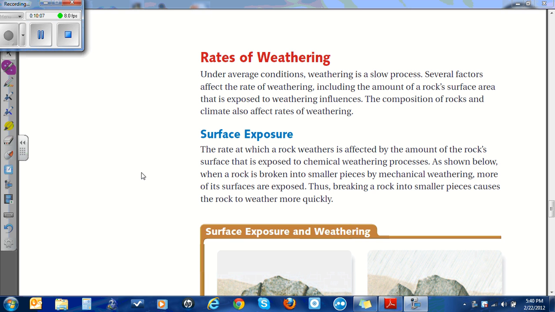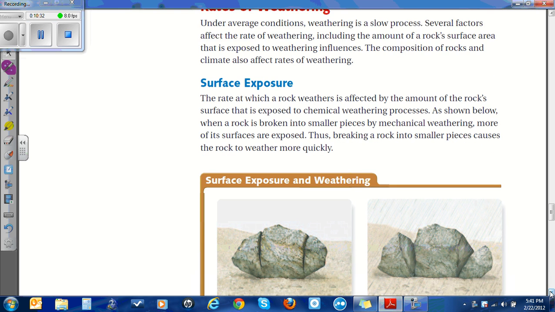Rates of weathering. Under average conditions, weathering is a slow process. Several factors affect the rate of weathering, including the amount of a rock's surface area that is exposed to weathering influences. The composition of rocks and climate also affect rates of weathering. Surface exposure. The rate at which a rock weathers is affected by the amount of the rock's surface that is exposed to chemical weathering processes.